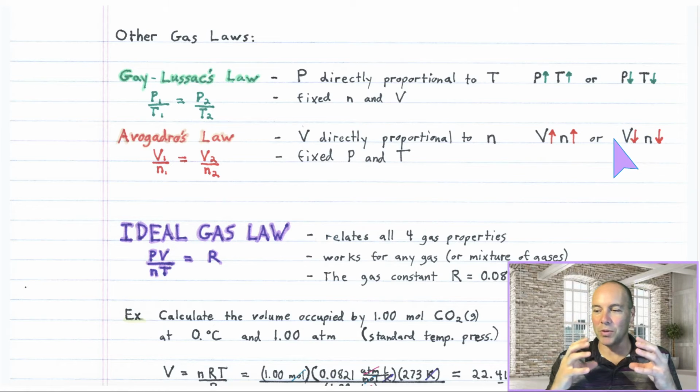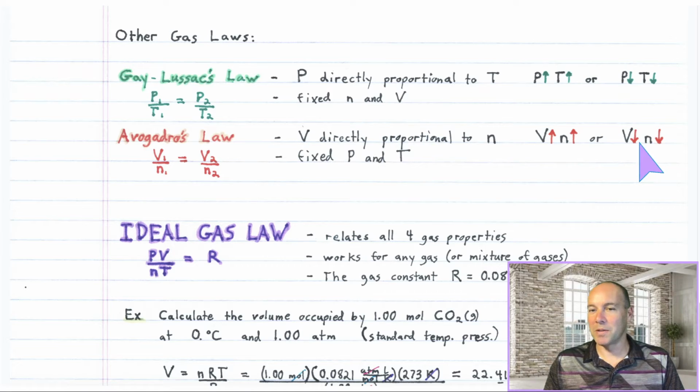You can imagine a balloon again. Suppose a balloon's got 1 mole of gas. It occupies a certain amount of volume. If you blow in more gas, you double the amount of moles of gas, the volume's going to double. Okay? So directly proportional: one goes up, the other one goes up; one goes down, the other one goes down. Again, the fraction is the case. So V1 over n1 equals V2 over n2.